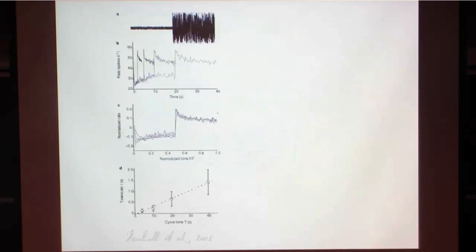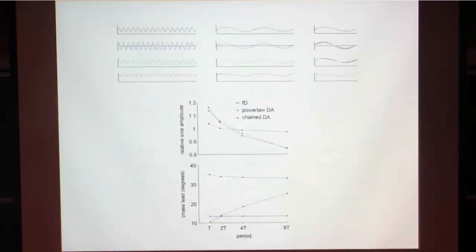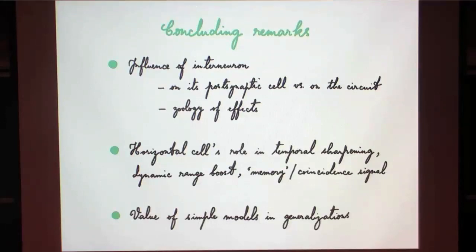Anyway, so let me skip this part on adaptation. Okay, and let me conclude. One main conclusion, which is absolutely obvious, of course, is that a cell has a very different influence on its postsynaptic cell than on the rest of the circuit. This is an obvious statement, but it's kind of amusing to see a specific example of it. And it can give rise to a big zoology of effects. And unlike what was the belief until recently at least, it is possible that horizontal cells have a role also in temporally chiseling the response and not only in spatial surrounds.